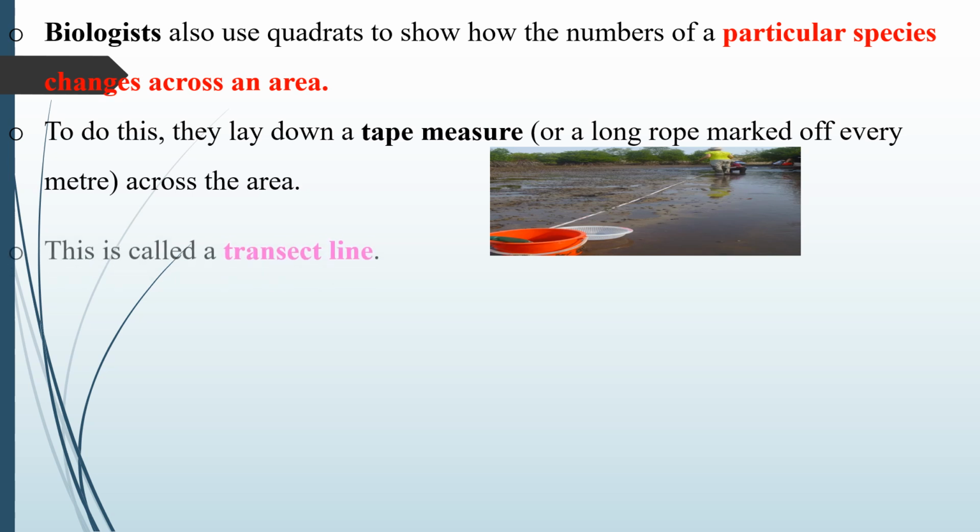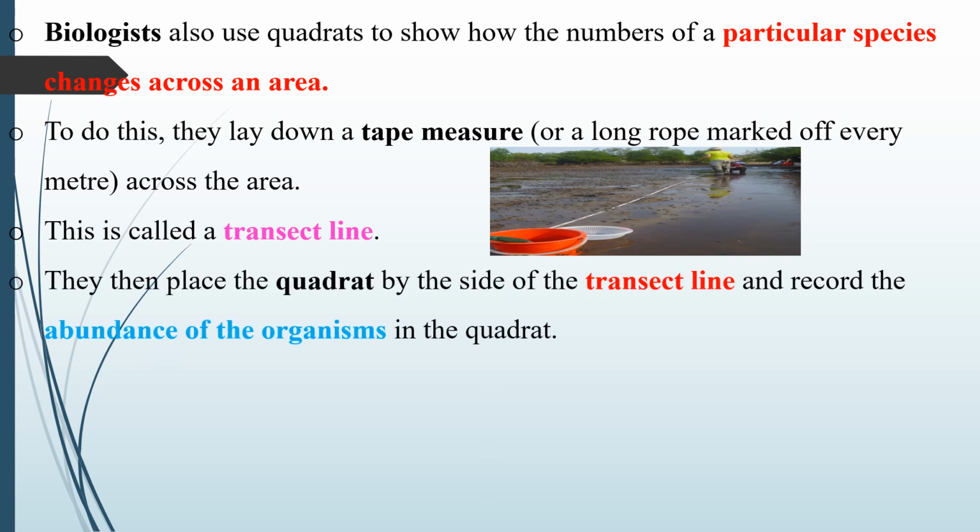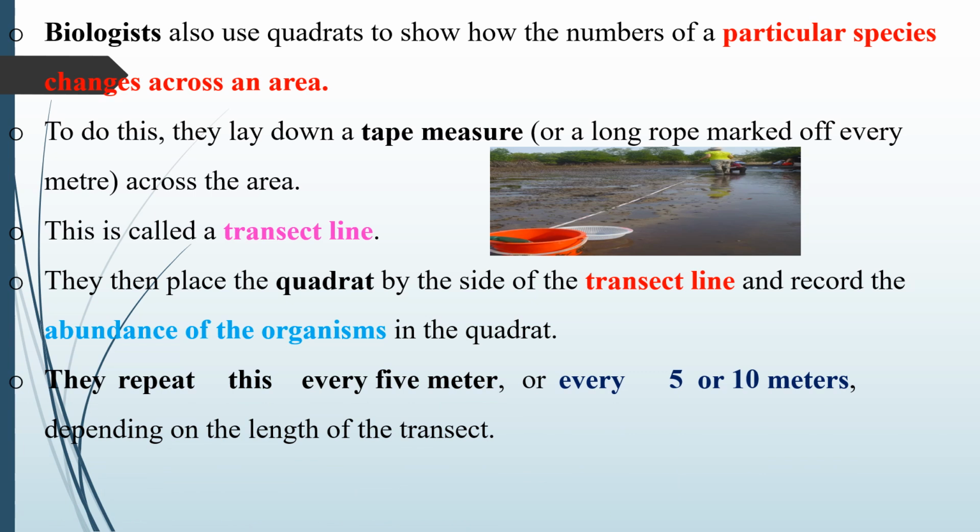That tape measure is called a transect line. That is what we see in the pictures. Transect line qabaachuu. Transect line put walitti achi madaalta jechuudha. Iddootti transect line keekaatti irraa jechuudha. So they then place the quadrats by the side of the transect line and record the abundance of the organisms in the quadrats. They repeat this every 5 meters or every 10 meters depending on the length of the transect line.